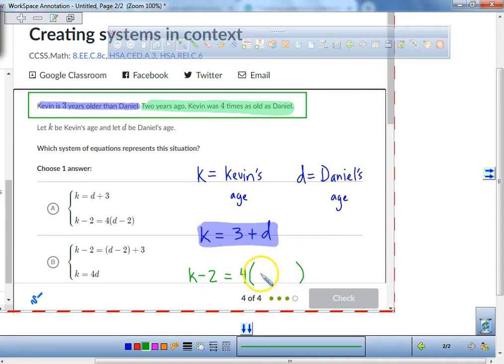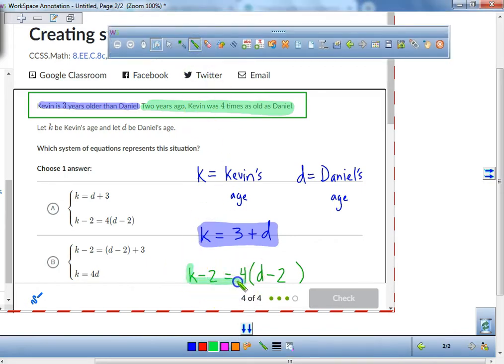But 2 years ago, what was Daniel's age 2 years ago? D minus 2. So 2 years ago, Kevin was K minus 2, and 2 years ago, Daniel was D minus 2. So these are the two equations right here that match the given situation. All right? Does that make sense?